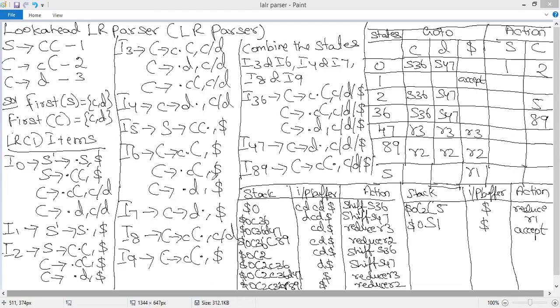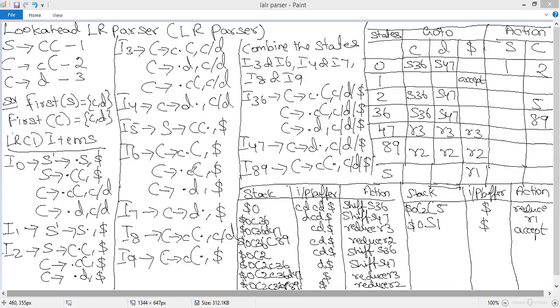Now we are going to combine I3 and I6 like this. I3 and I6 can be combined, and the production rule can be written like this: C tends to C dot C, and the look-ahead of I3 is C slash D, and the look-ahead of I6 is dollar. That is written as C slash D slash dollar. So like this, we can combine the productions of I3 and I6 because the production rules of I3 and I6 are the same.